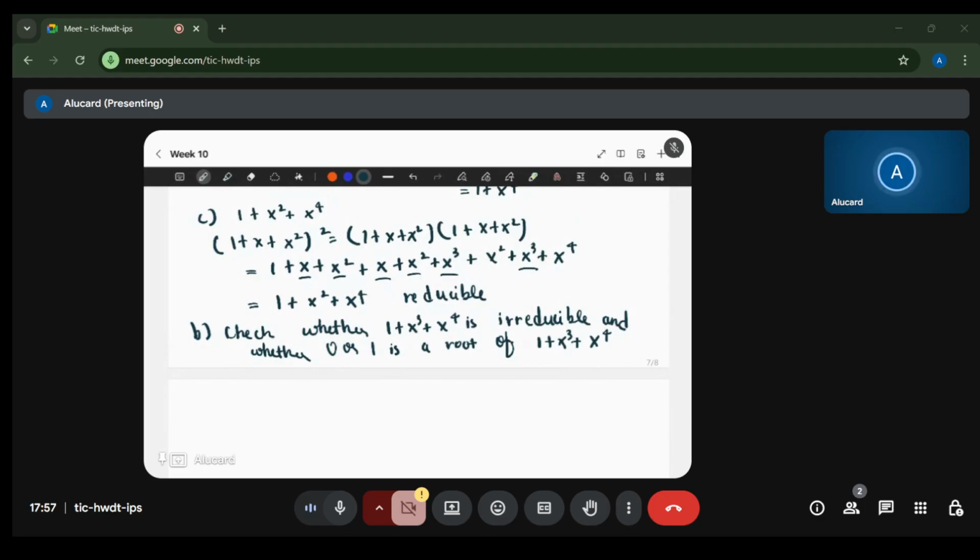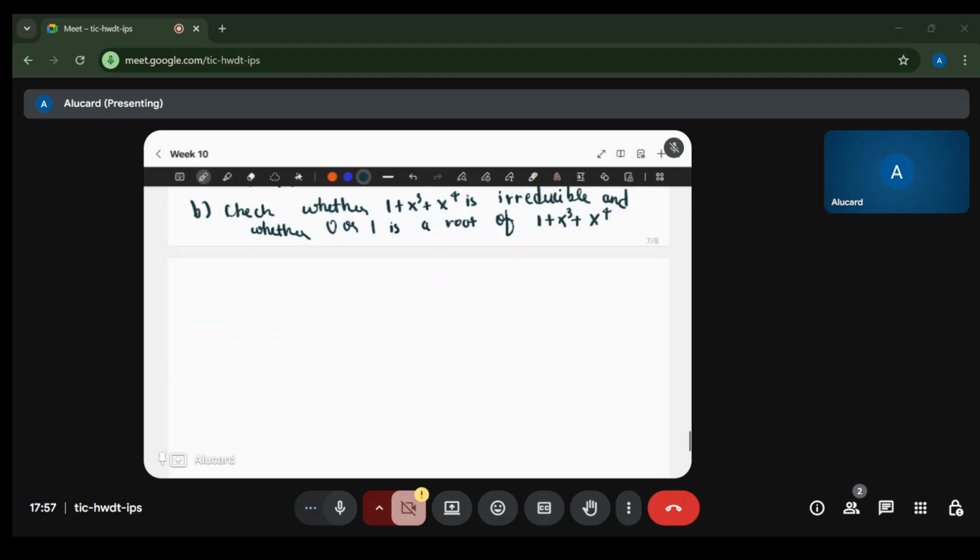And there is no real other way to check if it is irreducible or not. You can use some tricks if you know finite fields. Otherwise, you have to write down all the polynomials. So how you check is you write down all the polynomials of degree less than 4. That could be 1 plus x cube, 1 plus x square, 1 plus x square plus x cube. You have to write down all of those, other than 0 and 1, which are constants.